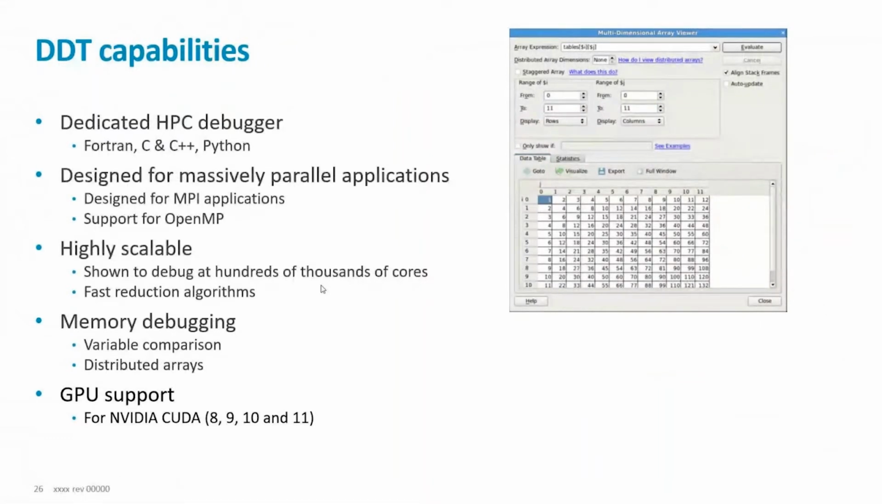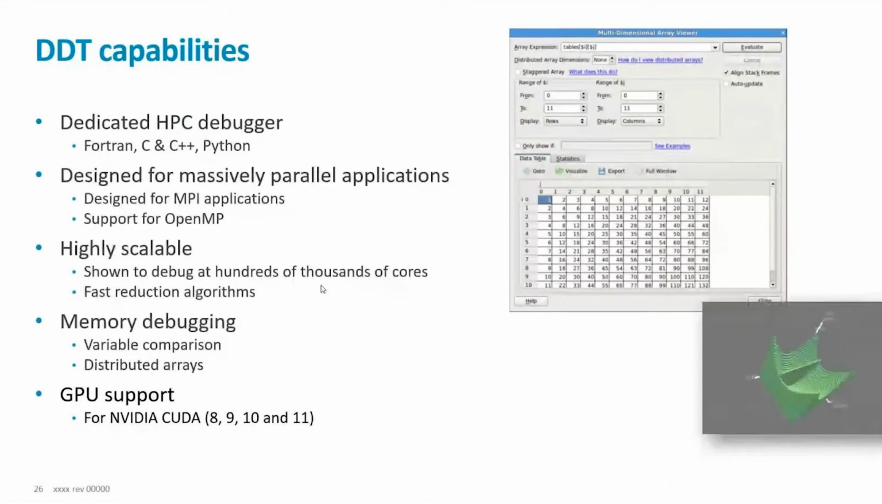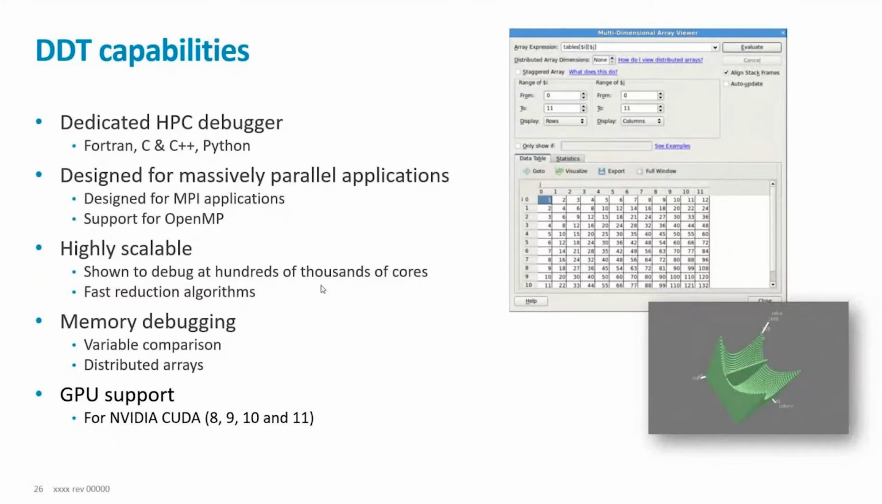So for DDT, as I mentioned, it collects array values, and you can actually visualize these 3D arrays with a multi-dimensional array viewer, and it's possible for all the main programming languages: Fortran, C, C++. It supports parallel libraries. Because it's highly scalable, you can also see the value for your array for as high as 1,000 processes. And as I mentioned, there's also GPU support.